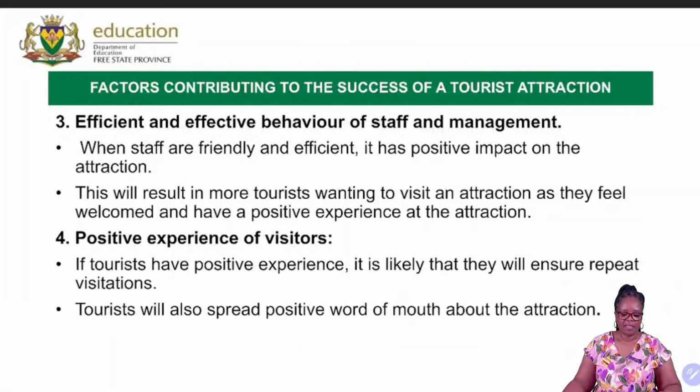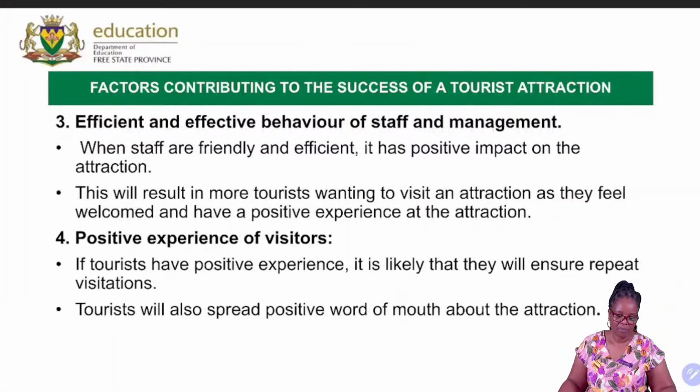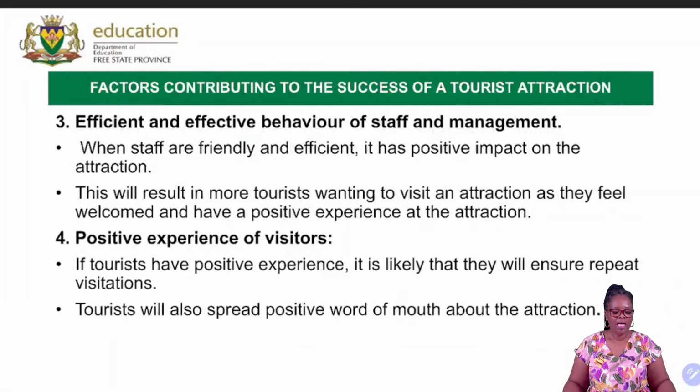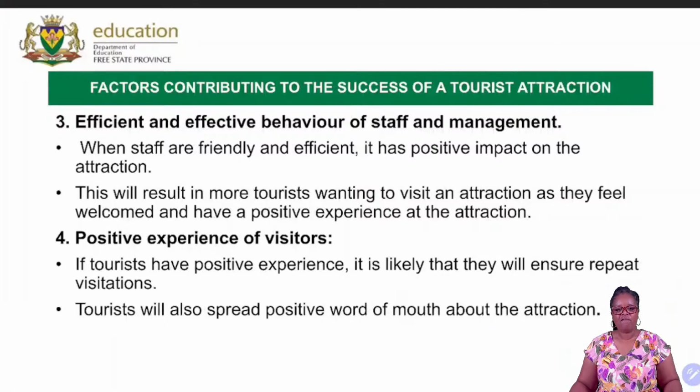Let's look at the third aspect. The third factor that contributes to the success of a tourist attraction. Remember, we said that for the attraction to be successful, it's when it makes money. Then it is successful. Then now, how can they be successful? Efficient and effective behavior of staff and management. We have to look at the efficiency and effectiveness of the staff and management.